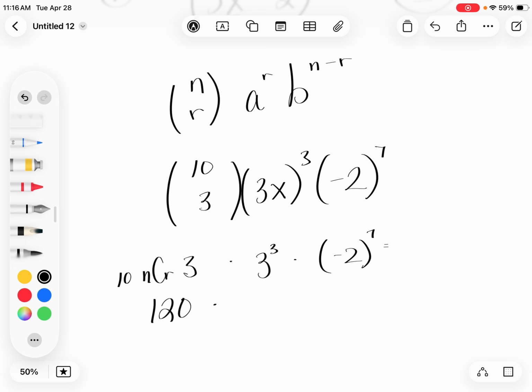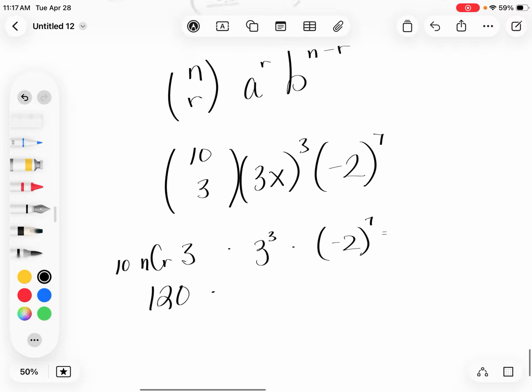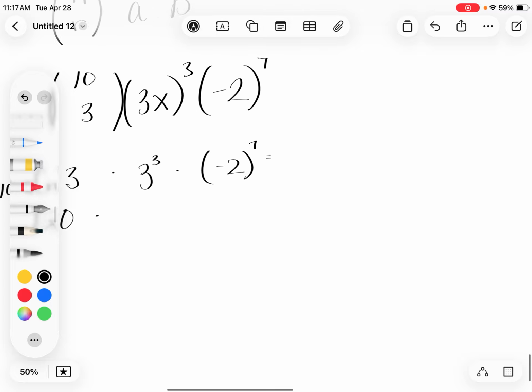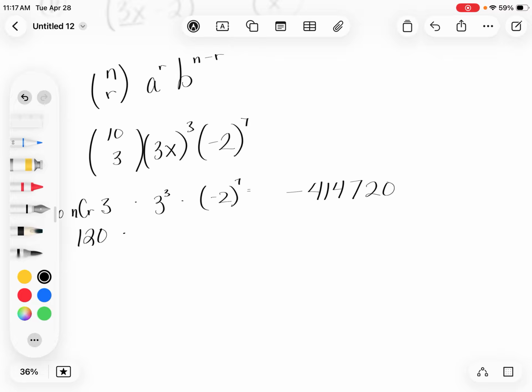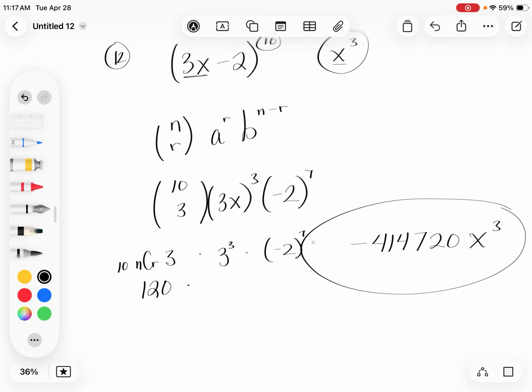I can actually type all this in now. Times, and I'm going to put that in parentheses, the negative, just in case it would have been an even exponent, it might have changed the sign. So I want to make sure I get my signs right. So I typed all that in, and I came out with negative 414,720 x to the 3rd. So you don't have to do the whole expansion, you just have to do the one term. And so that's how you do that with that one.